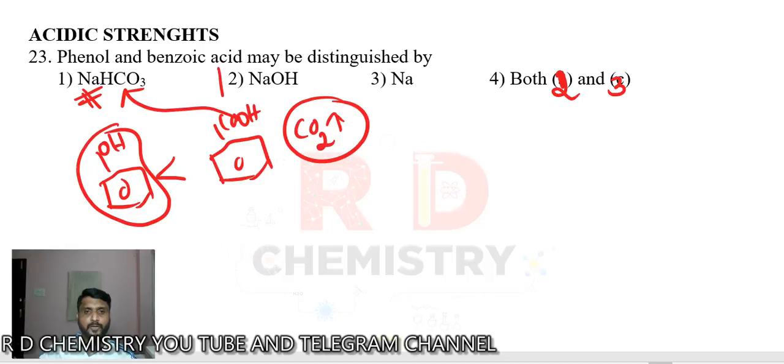Whereas with option number 2 and option number 3, sodium metal and sodium hydroxide react with both the phenol and the benzoic acid, because sodium hydroxide and sodium metal are stronger bases compared to sodium bicarbonate. Remember, sodium bicarbonate is a weaker base and reacts only with the carboxylic acid but not with the phenol, so you can distinguish. Both should not react. One should react, the other should not react. So the answer is option number 1. Okay.